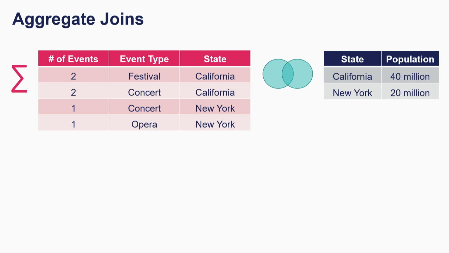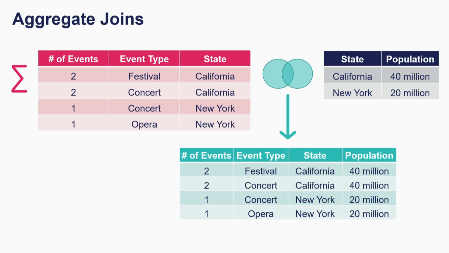Now, if I were to join both of these tables together, it's going to give this table where, when you do analysis on this, it'll tell you that there's one event per 20 million people for each of the event types and states.